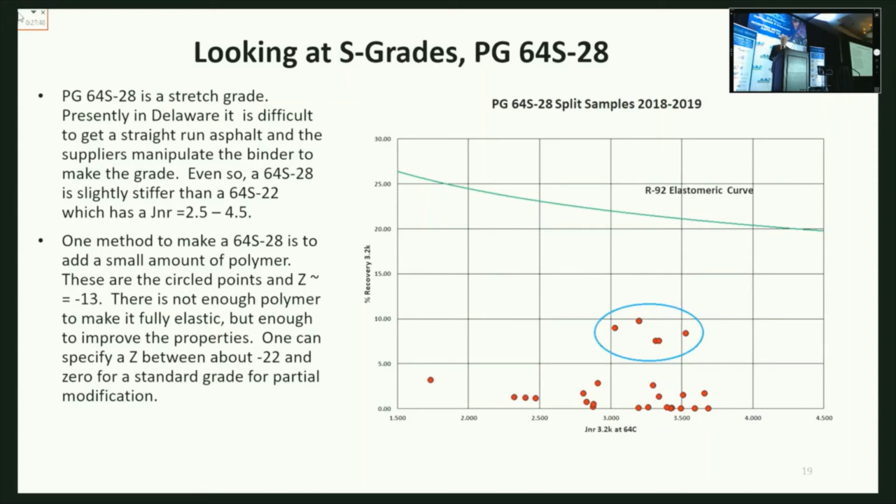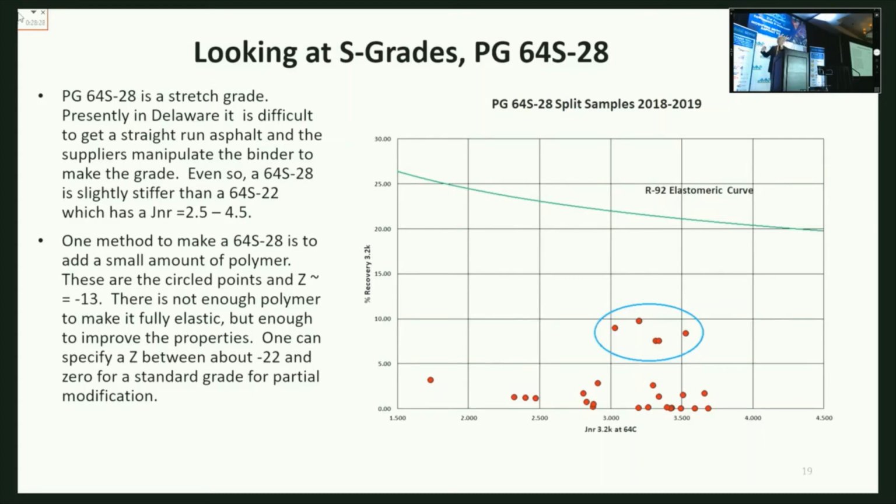But when you get up here, and these are split samples that we have run, for this base stock, they had to put in a small amount of polymer to get the large spread in properties, because you couldn't get it with a straight run binder. And so here, you have a small amount of polymer, and if I was specifying a 6428 with a polymer, I can specify this distance, which is Z of minus 13. Because if this is 20 to 22, this is about 7 or 8, and this is about 13. So it's Z of minus 13, does not meet the elastomeric curve.